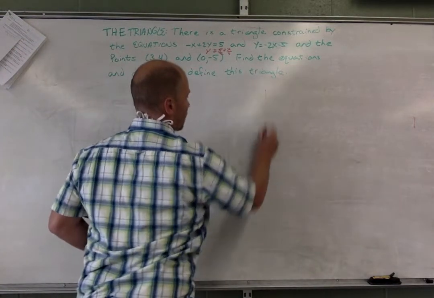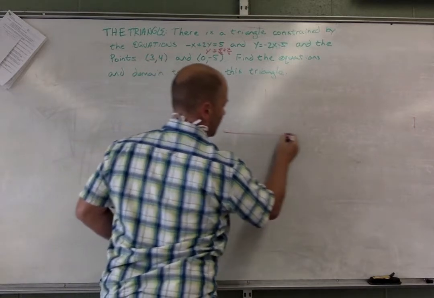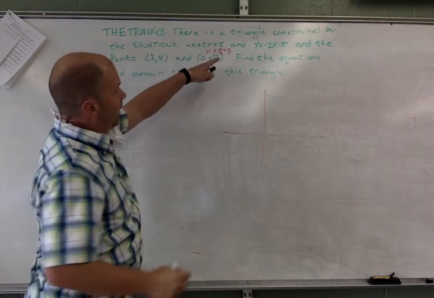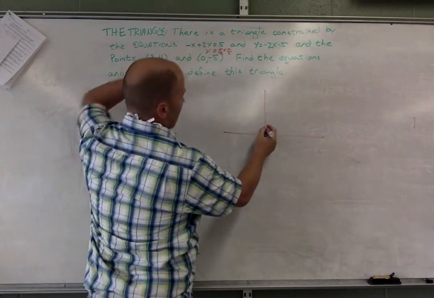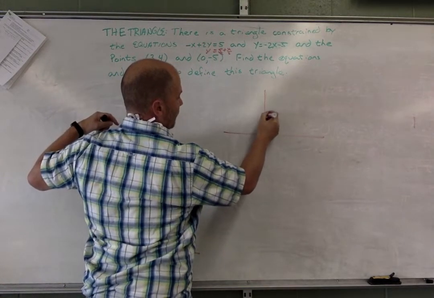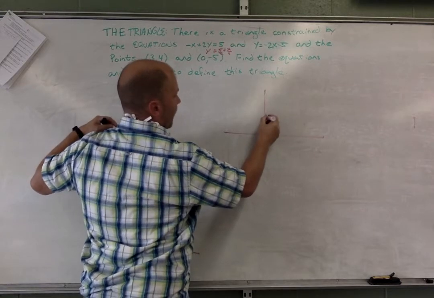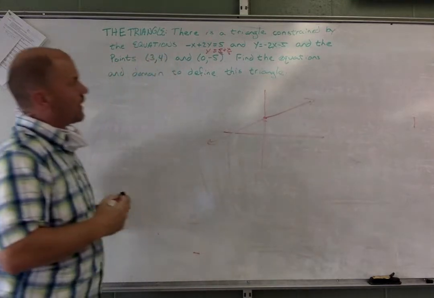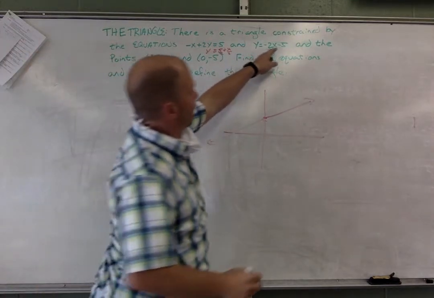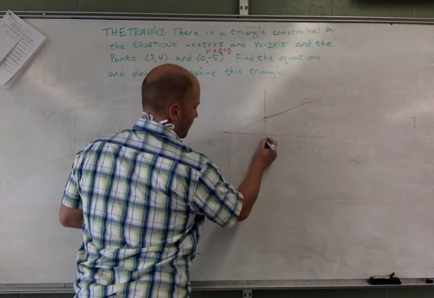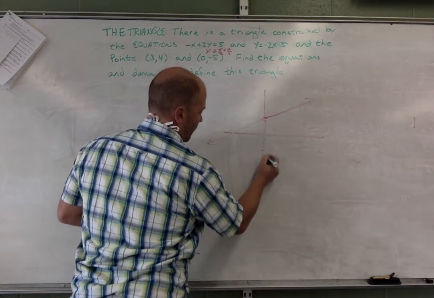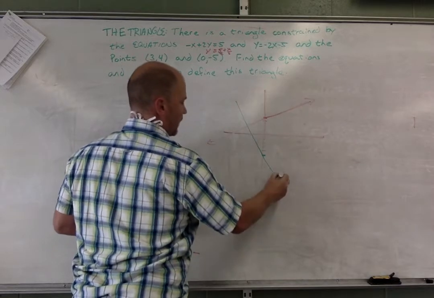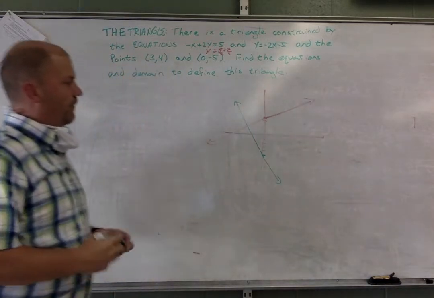If I sketch this graph, 5 halves is exactly 2.5, and a slope of 1/2 looks like this. This other line has a y-intercept of negative 5 and a slope of negative 2. Those are actually going to be perpendicular. So I have those two equations.